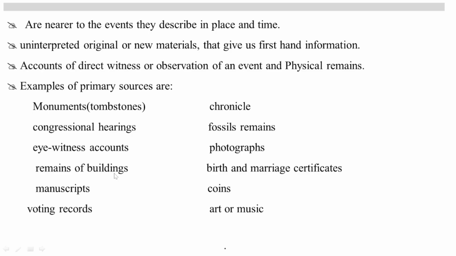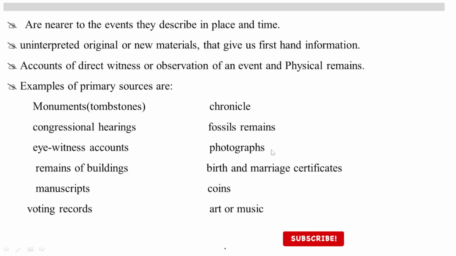Another is remains of buildings. For example, the remains of the palace of Abbaa Jifaar of Jimmaa, the Church of Lalibela, and the palace of Kumsa Moroda. Such buildings are examples of primary sources. Manuscripts, handwritten information. Voting records. Chronicles, the history of kings. Fossil remains, the remains of dead plants, human beings and animals. Photographs are also examples of primary sources.